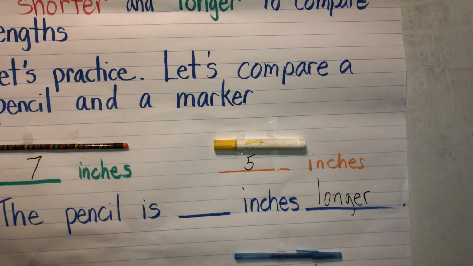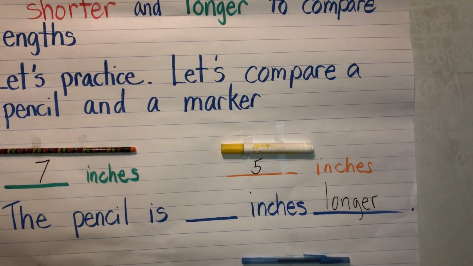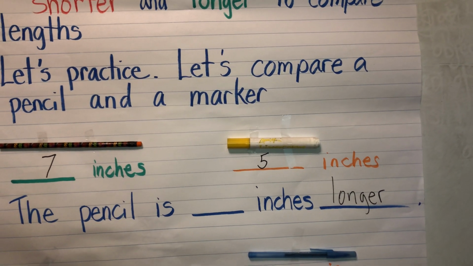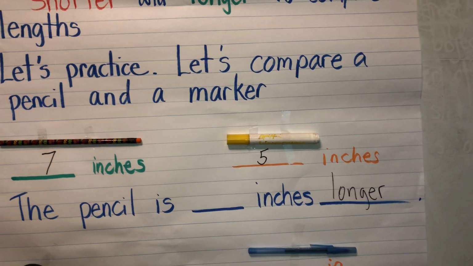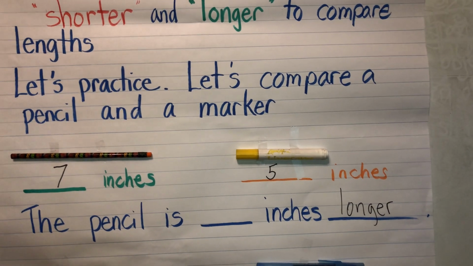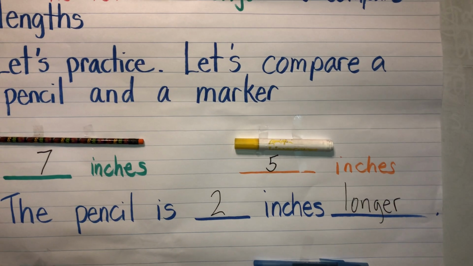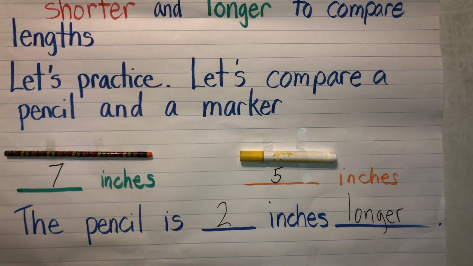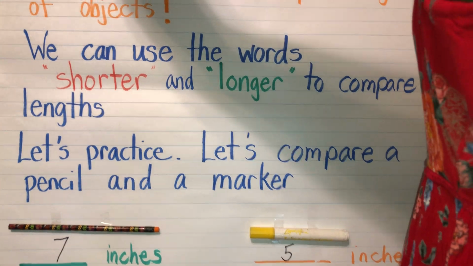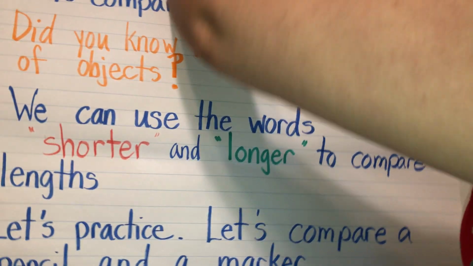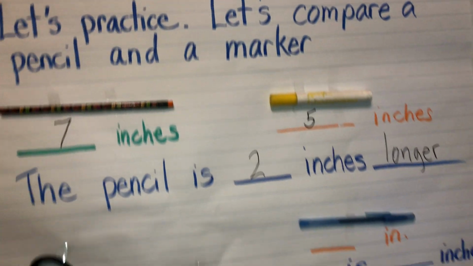The pencil is blank inches longer. So how many inches longer is it? If it is 7 inches and the marker is 5 inches, how could I figure out how much longer it is, boys and girls? I would subtract to find the difference. So 7 inches minus 5 inches is 2 inches. So the pencil is 2 inches longer. I hope you agree with me, and I hope that you see how I figured that out. Let me just move this up a little for the sake of making it easier to measure.